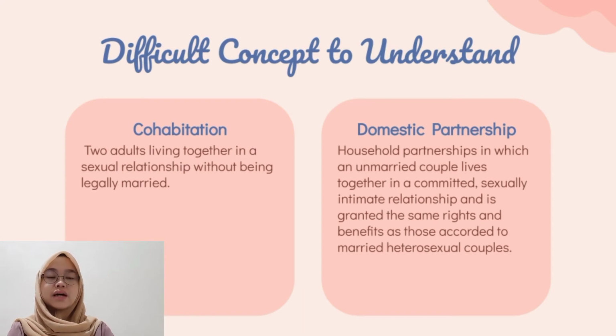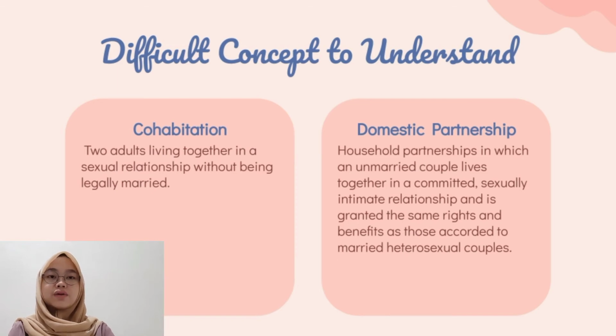According to the book of Diana Kendall, the definition of cohabitation is two adults living together in a sexual relationship without being legally married. And the definition of domestic partnership is household partnerships in which an unmarried couple lives together in a committed, sexually intimate relationship and is granted the same rights and benefits as married heterosexual couples. So what's the difference?